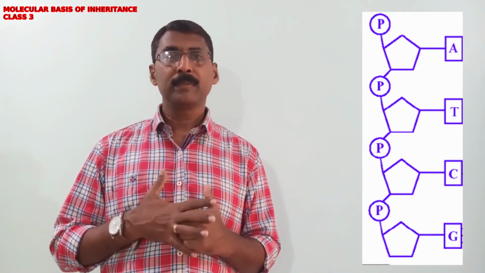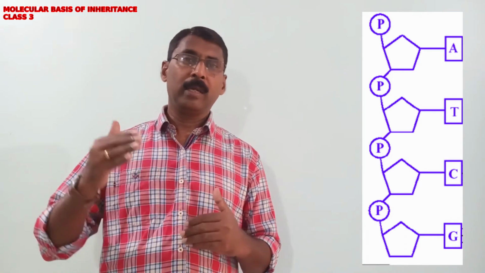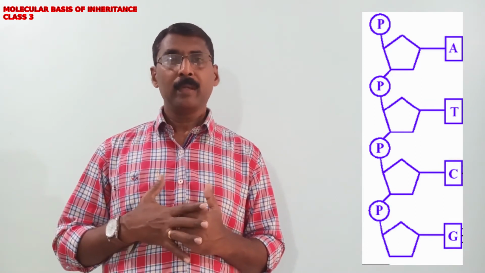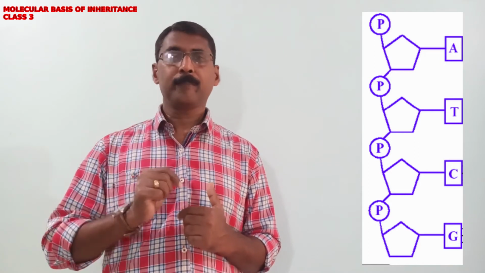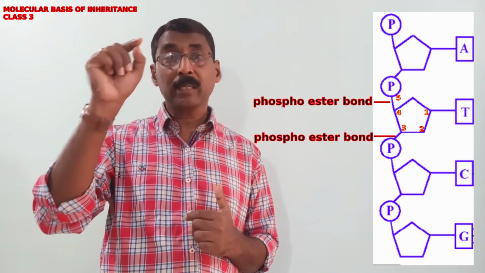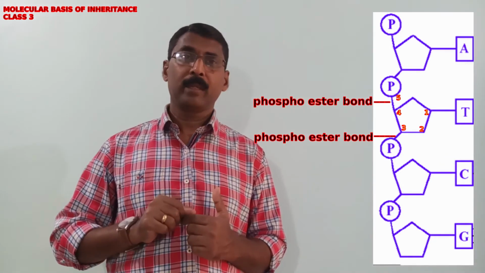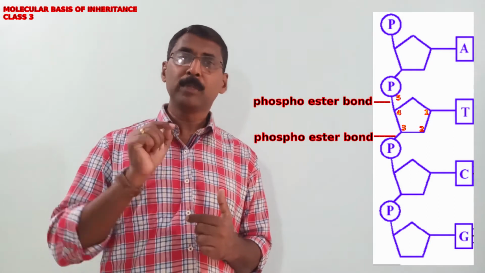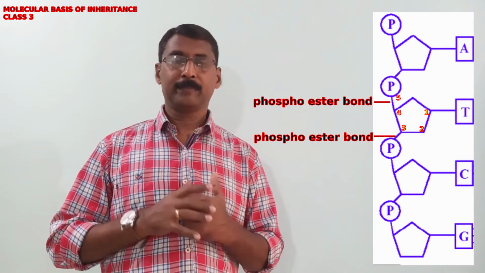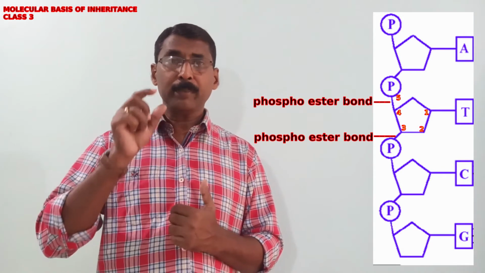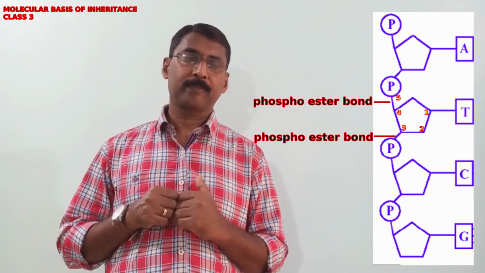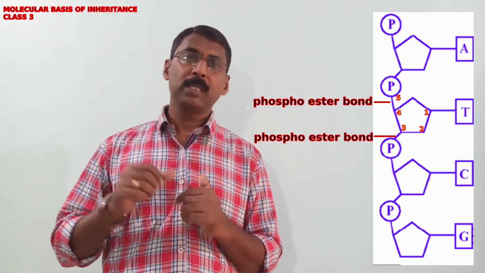by means of a bond established between the phosphate group at the third carbon atom of one nucleotide and the phosphate group at the fifth carbon atom of the preceding nucleotide. That chemical bond is called a phosphoester bond.